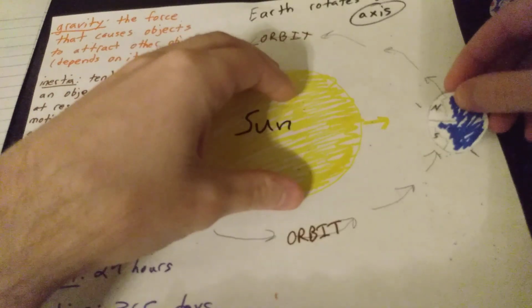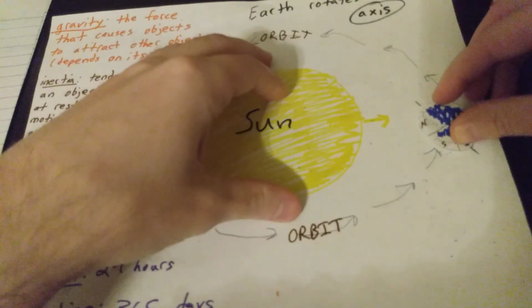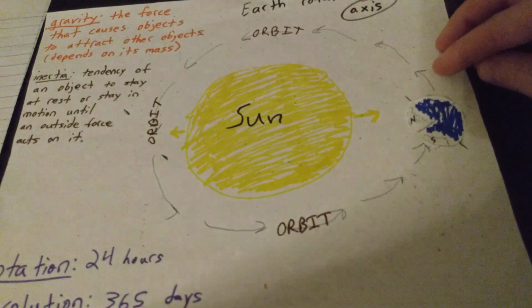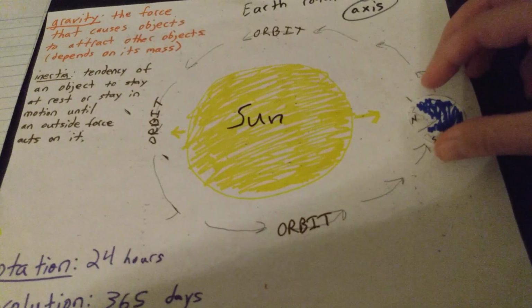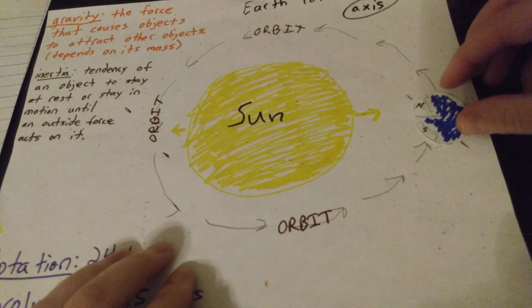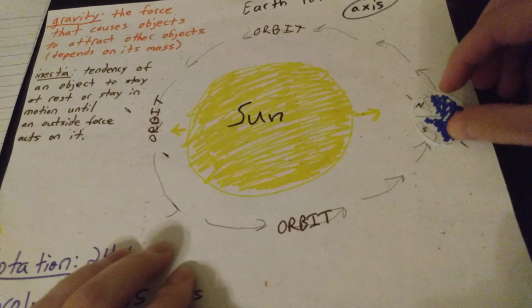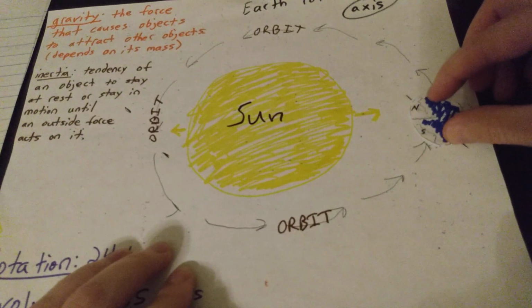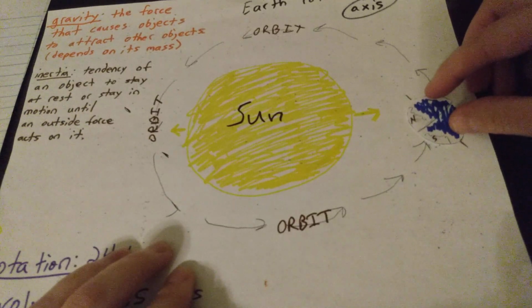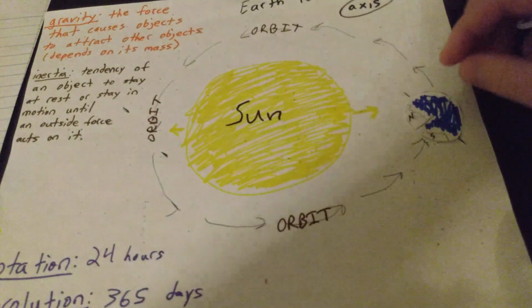Okay. So like I said, the Earth is rotating on its axis, which means that it's tilted. The Earth doesn't look like this, where it sits up straight. The Earth isn't like that. It actually tilts. Okay? Actually, the Earth looks like that.